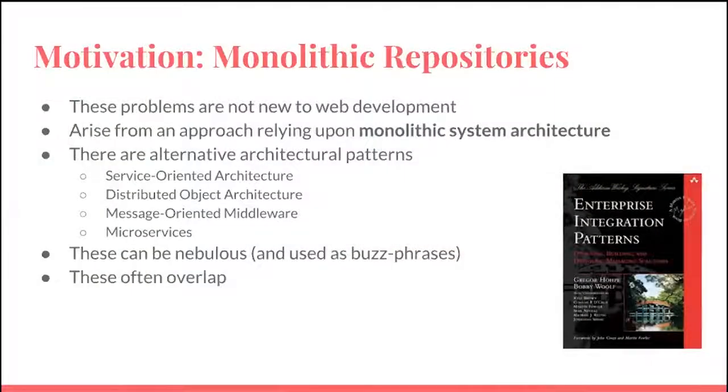But unfortunately, a lot of these terms can be nebulous. They can also be used as buzz phrases. And oftentimes, these are domains that overlap. For example, service-oriented architecture is really almost more of a paradigm of architecture. You can offer message-oriented middleware within an SOA-compliant approach to implementing how you scale out your systems. So it's not as if each of these are mutually exclusive. For those of you who are interested in this from a more theoretical standpoint, I would also highly recommend you check out Gregor Hohpe's and Bobby Woolf's book, Enterprise Integration Patterns.